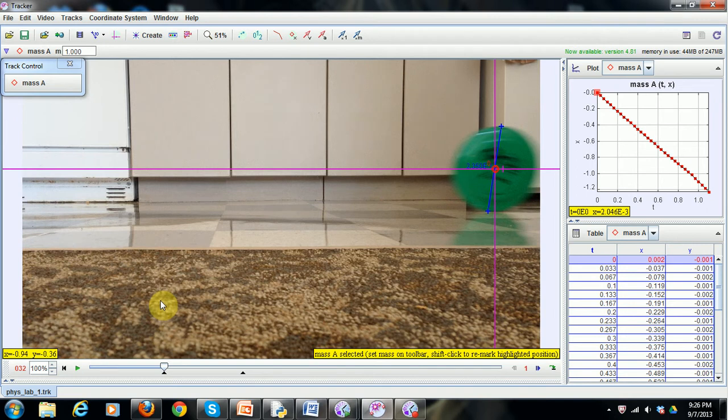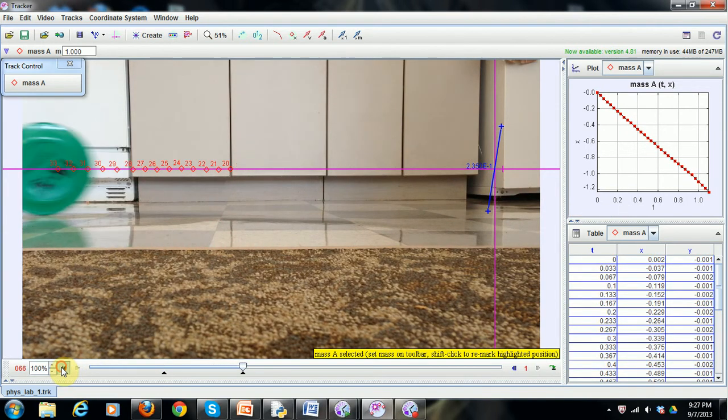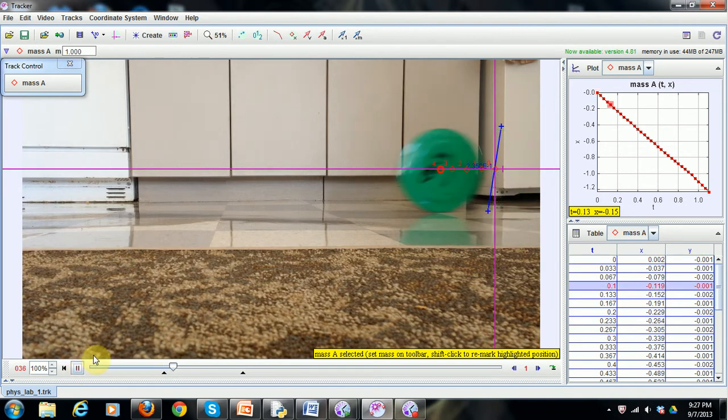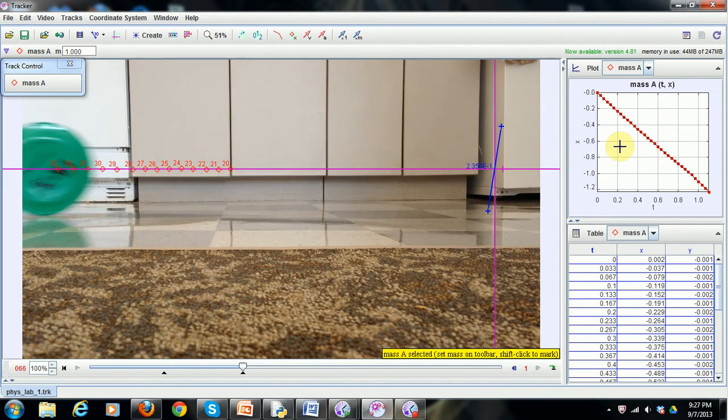In Lab 1, we are instructed to record an object moving at a constant velocity in one direction. I recorded a video of a frisbee rolling across a smooth surface, which is shown here in Tracker. Using the center of the frisbee as the point of reference, the different positions of the frisbee in each frame were measured along the x-axis and plotted on this position versus time graph.